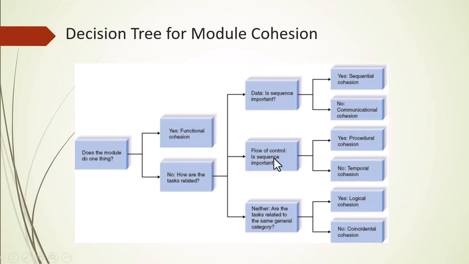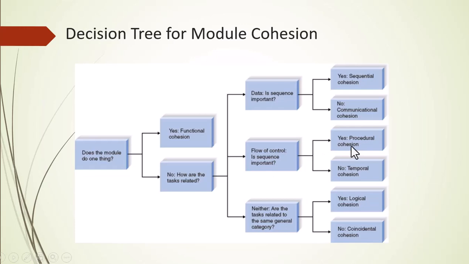Now check the second condition, flow of control. Is the sequence important? If the sequence is important, this means it is a procedural cohesion. So what's different between procedural and sequential in this context? Here there is a sequence in the data. This means data is passed from one activity to another. Here there is no sequence in data, but a sequence in the control. When one element is executing, then there is a sequence inside different procedures. So it is a procedural cohesion.